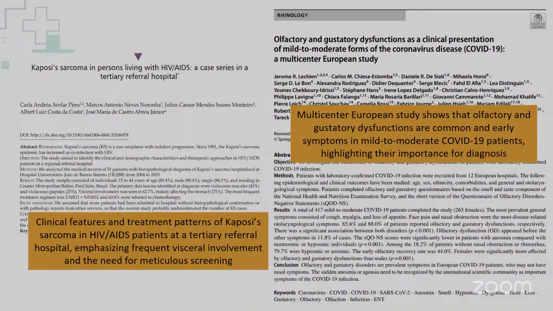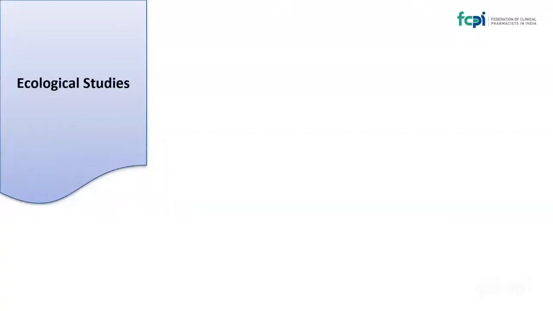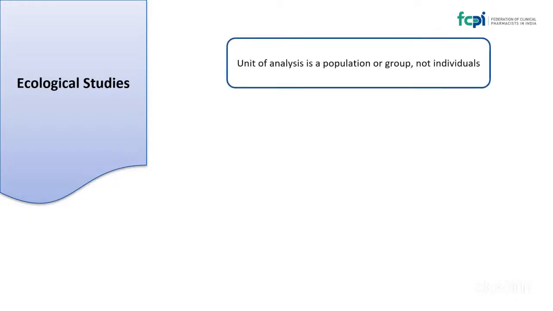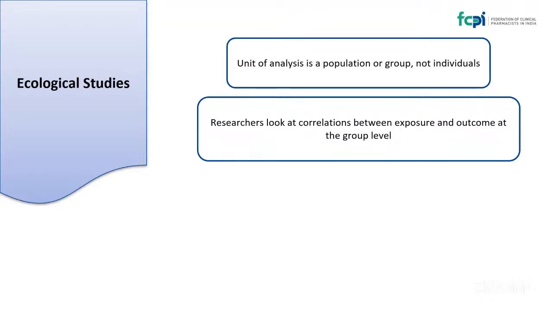Now the third type of descriptive observational study is ecological studies. Here the unit of analysis for the study is a population or a group of patients. In case reports and case series, we were recruiting individual patients. In an ecological study, we are going to collect data of a whole population or a group. Here the researcher will look for the correlation between the exposure and outcome at the group level.